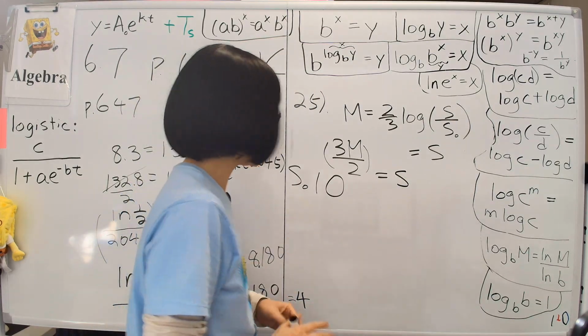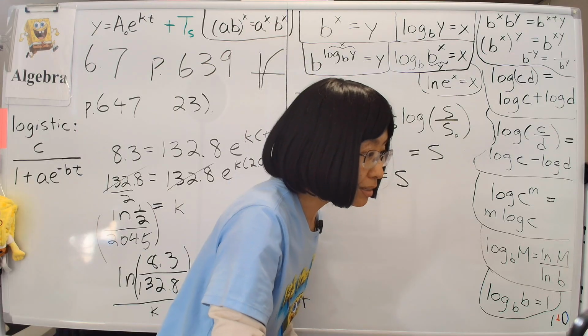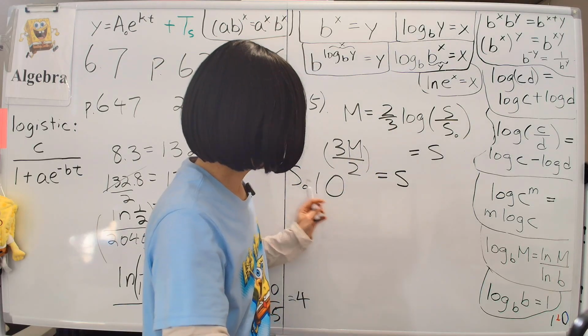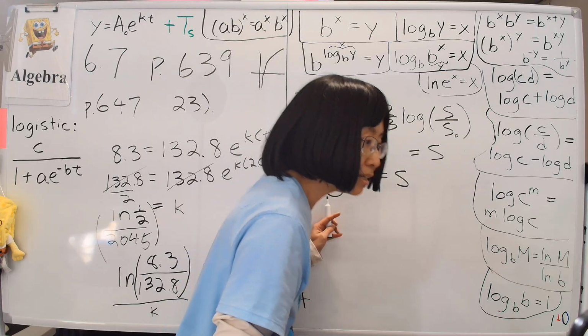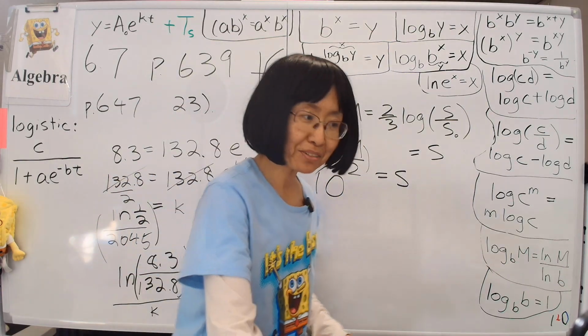That's about it. Let me look at problem 25. S equals S0 times 10 to the power 3m over 2. That's it, see? And that's problem 25. Next.